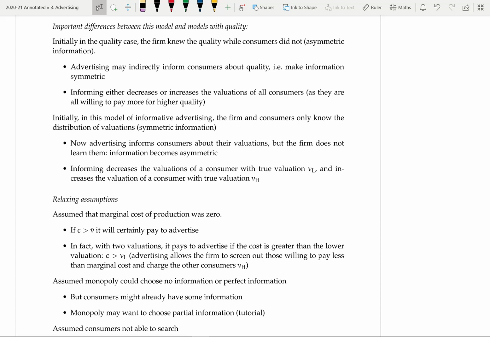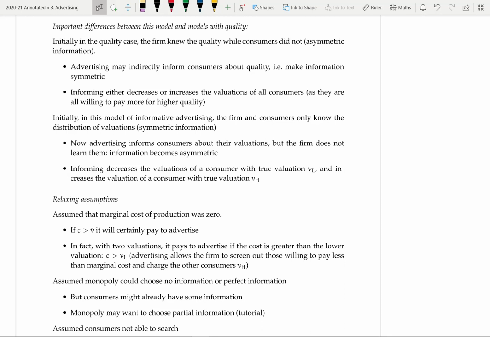Now, if it turns out the quality is high, then informing increases the valuations of all consumers, whereas if consumers learn that the quality is low, then it decreases the valuation of all consumers, because the expected valuation will be in between the high and the low qualities. On the other hand, in this model of informative advertising, firms and consumers initially only knew the distribution of valuations. So they both knew VL and VH, and they knew lambda. So the starting point was symmetric information.